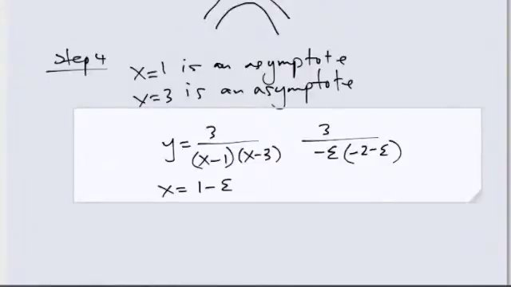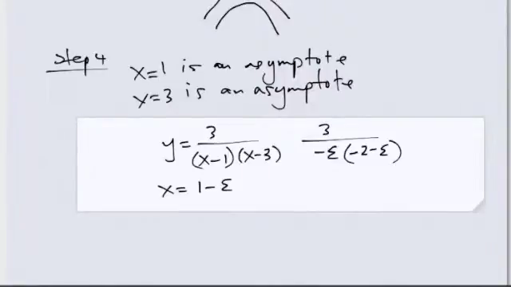So we have a negative number multiplied by another negative number to give a positive number. So we have a very small positive number in the denominator and 3 in the numerator. So this value approaches positive infinity. When x is slightly less than 1, y approaches positive infinity.